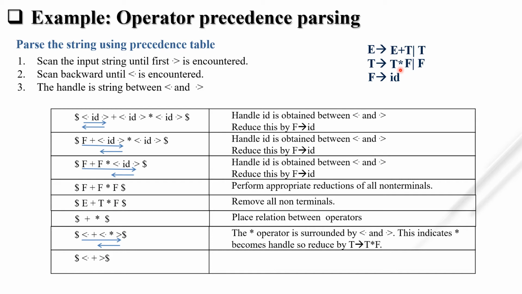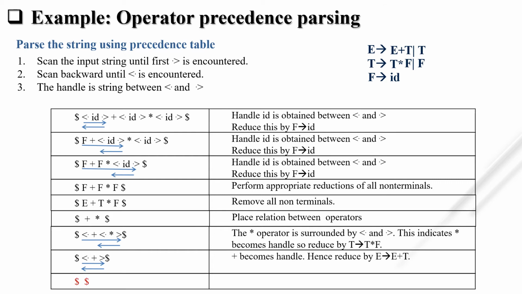Similarly, what is our next symbol? Only plus. This plus includes e plus t. So we have to reduce e plus t with e. So only $$ will remain and we can say the parsing will be done. So this is a method to perform the operator precedence parsing on a given string. Hope you all understand. If you have any query, please contact me.